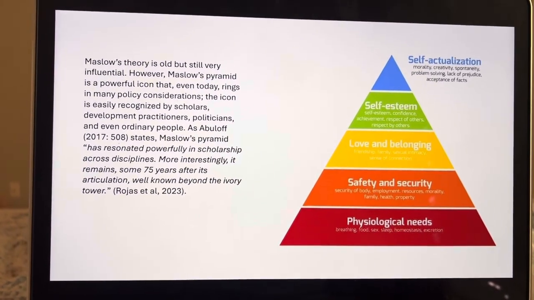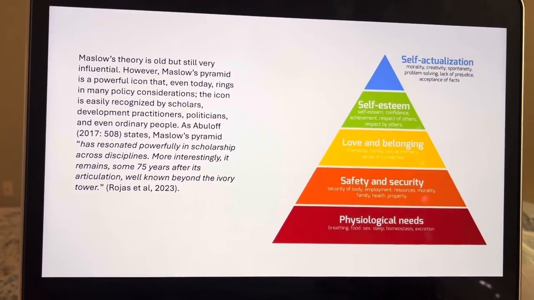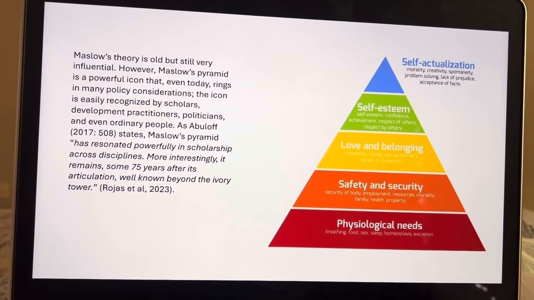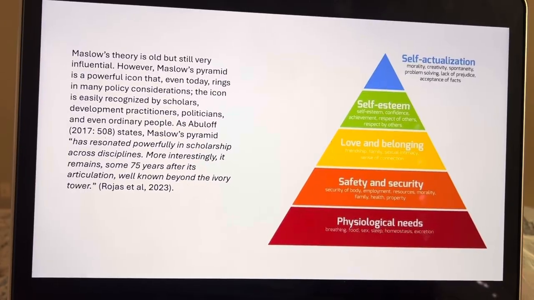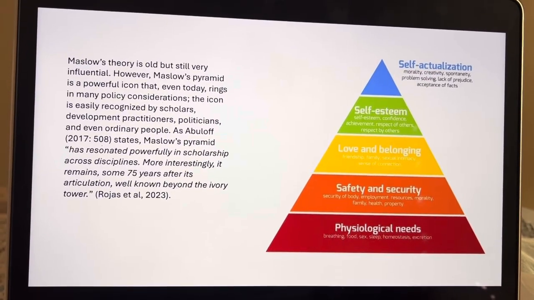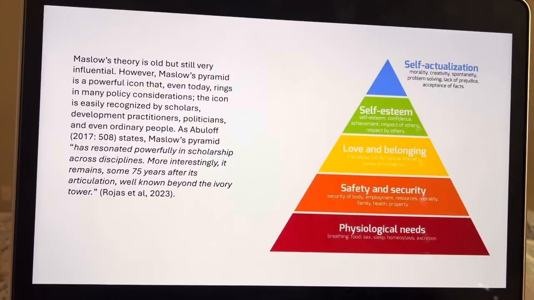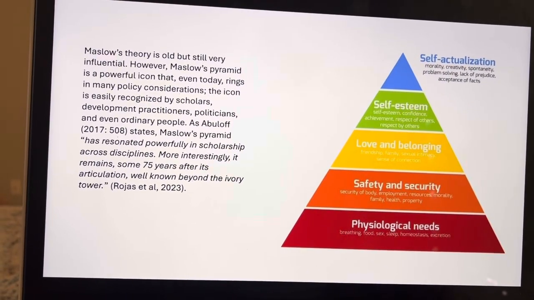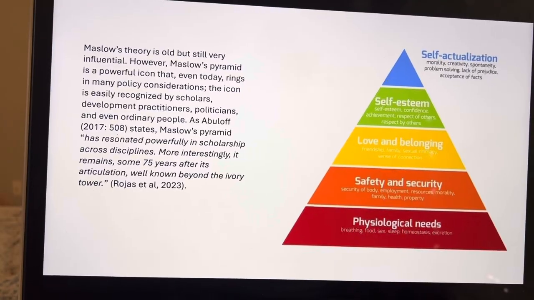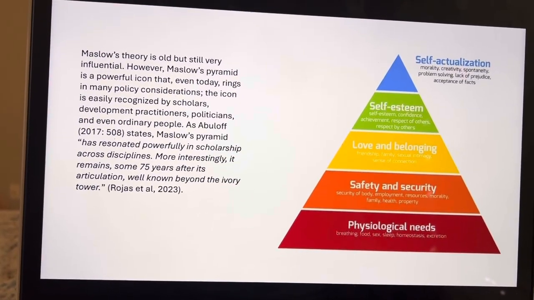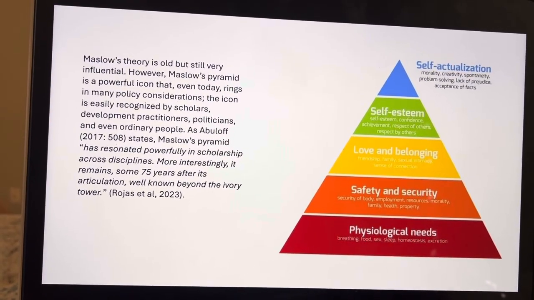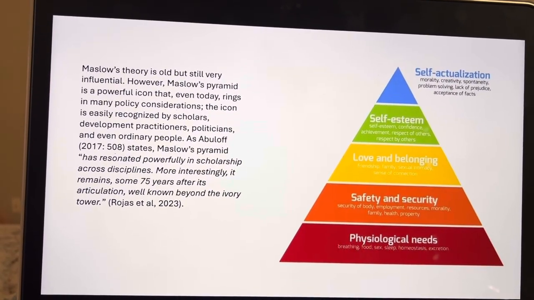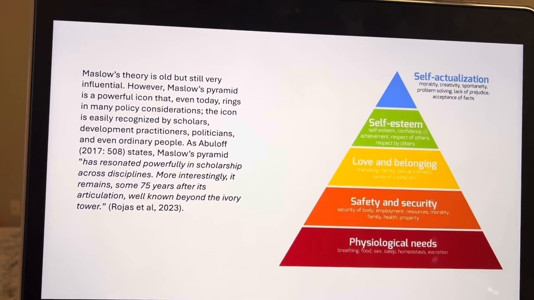So Maslow's theory is old but still very influential. However, Maslow's pyramid is a powerful icon that even today rings in many policy considerations. The icon is easily recognized by scholars, development practitioners, politicians, and even ordinary people. As Abuloff states, Maslow's pyramid has resonated powerfully in scholarship across disciplines. More interestingly, it remains, some 75 years after its articulation, well known beyond the ivory tower.